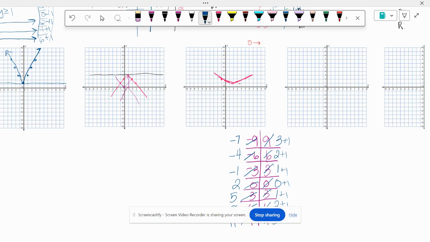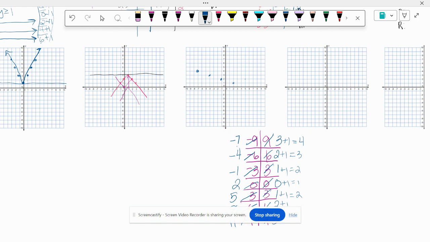So when x is negative 7, I'm going to regraph this just so you can see it. When x is negative 7, y is 4, because 3 plus 1 is 4. So when x is negative 7, 1, 2, 3, 4. I'll give you a bit better picture. When x is negative 4, y is 3. When x is negative 1, y is 2. When x is 2, y is 1. When x is 5, y is 2.